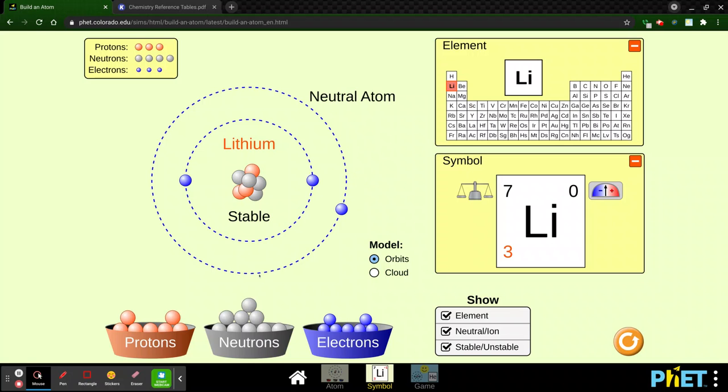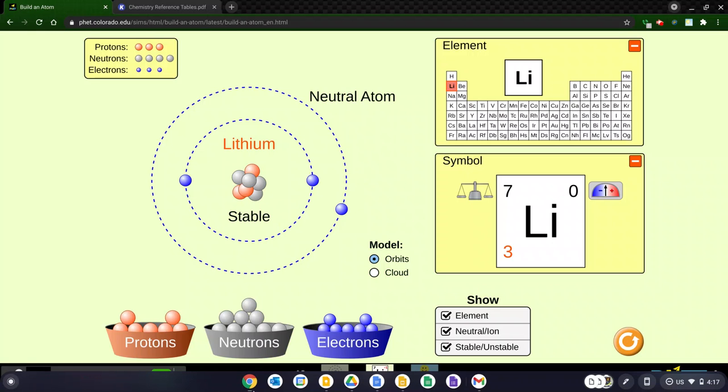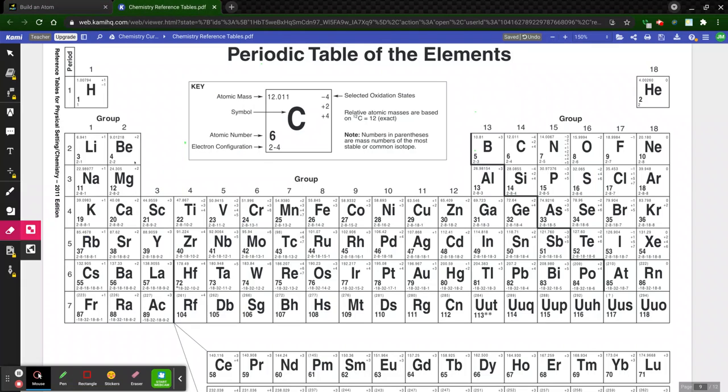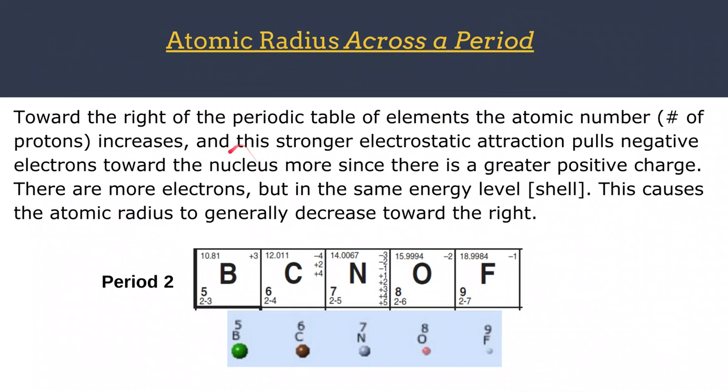So now think about this. As you go from left to right on the periodic table, right, across a period, that means that there are more and more and more protons, right? Lithium has 3 protons, beryllium has 4, boron has 5, carbon has 6, nitrogen has 7. So basically what's happening is there's more and more and more of a positive charge in the nucleus. So let's think about what's happening.